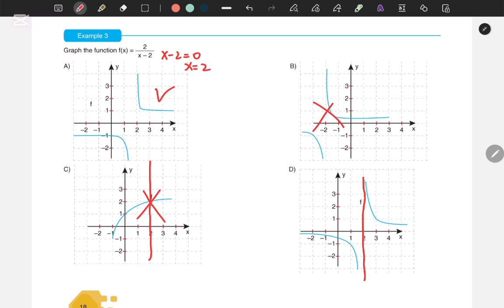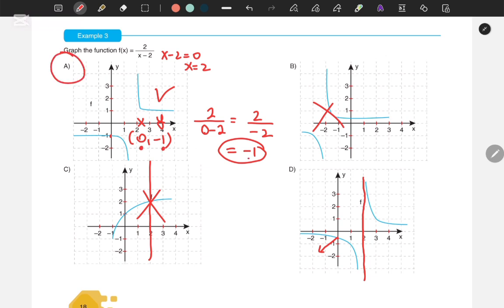I have two options. I have to use the substitution method. Look here. Here I have an exact point. Here I have another point. But this point, guys, is not an exact point. This one might be any number because it should be a decimal. But this one is an exact point. Why? x is 0, y is negative 1. Let me check. If I replace x with 0, I must get y equal to negative 1, isn't it? Let me check. Replace: 2 over 0 minus 2, which is 2 over negative 2, negative 1, isn't it? I replaced the 0. Did I get negative 1? Yes. It means that A is the correct option.